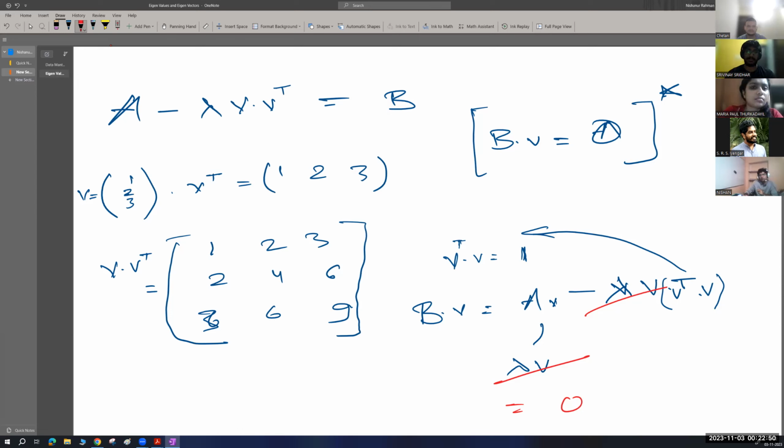Maybe. I'm not sure how. Maybe let's try. I mean, let's calculate the eigenvectors first using the function, and then try it out using the method. Let's see what happens. We will start with the symmetric matrix. Okay, we'll start with the symmetric matrix.